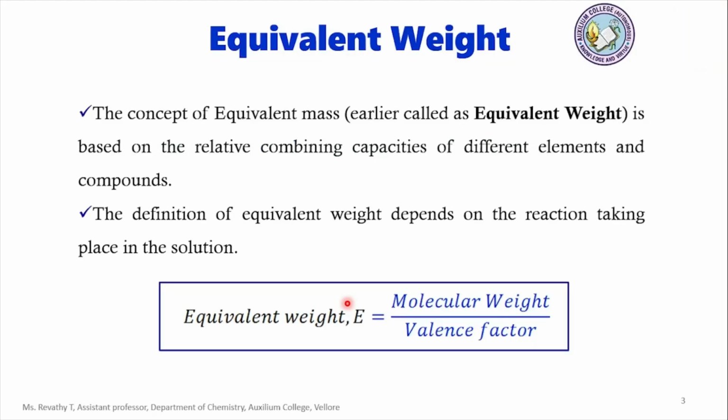In general, equivalent weight is a unitless quantity which is a ratio of molecular weight and valence factor. Valence factor changes according to type of reaction. Equivalent weight is usually denoted by E.